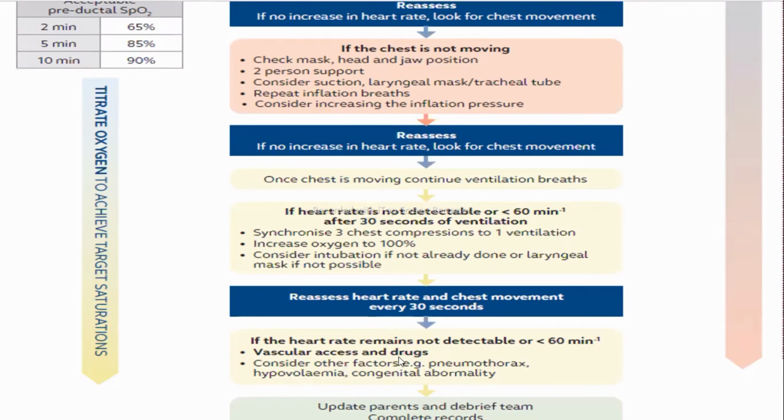After that, consider 4H and 4T. In newborn, the most important here are pneumothorax, hypovolemia, congenital abnormality. They can ask you a direct question in the exam: what is the most likely cause in this newborn? You can choose any one of them if you find it. If you find pneumothorax, choose. Hypovolemia, choose. Congenital abnormality, choose. This is how to study, this is how to expect the question, how to pass. Okay?